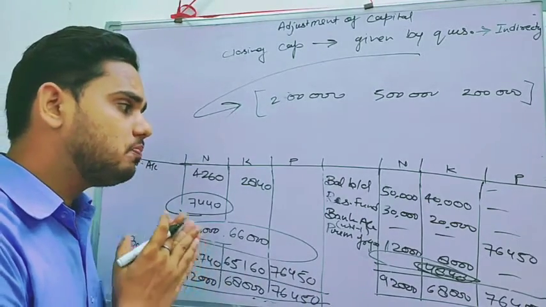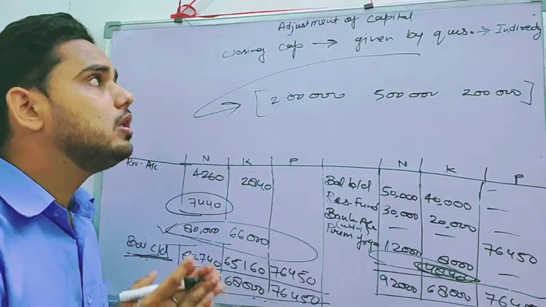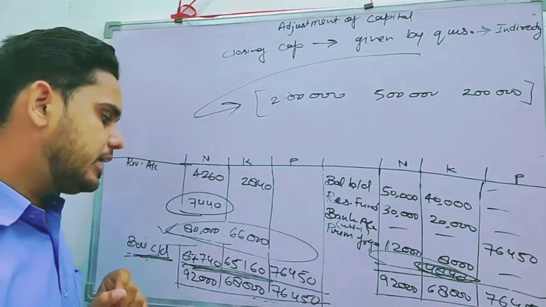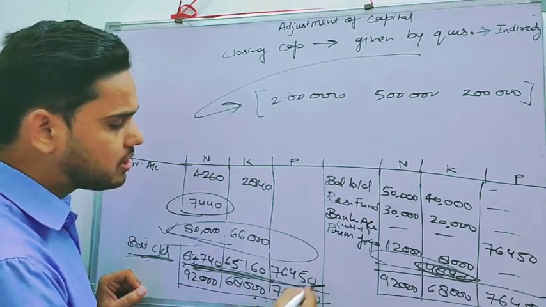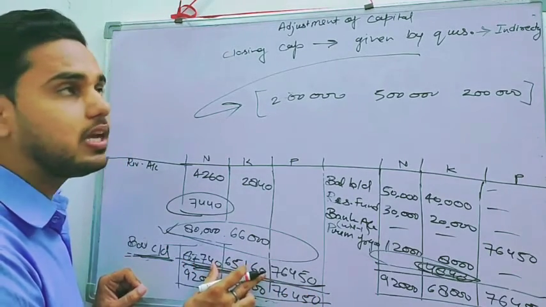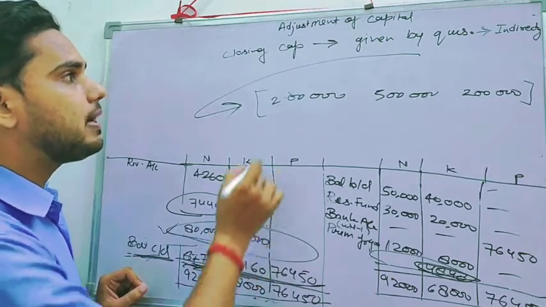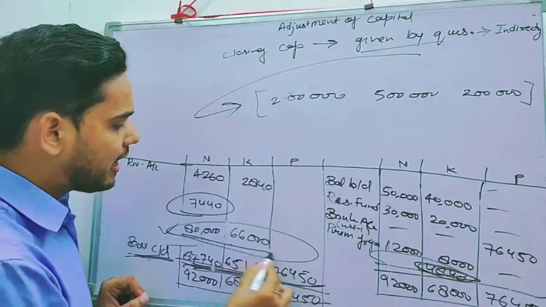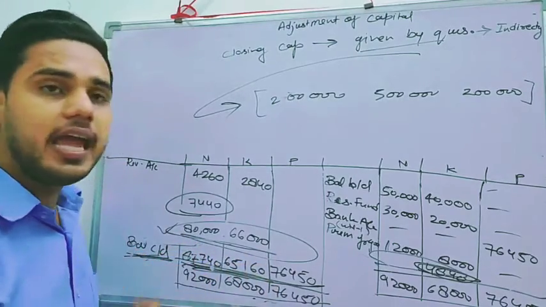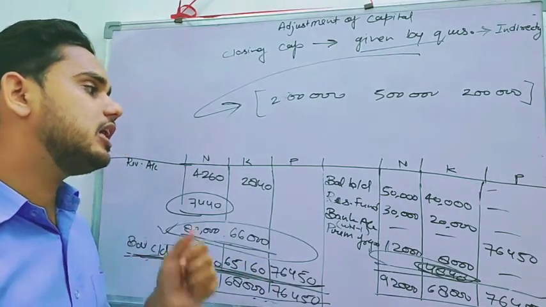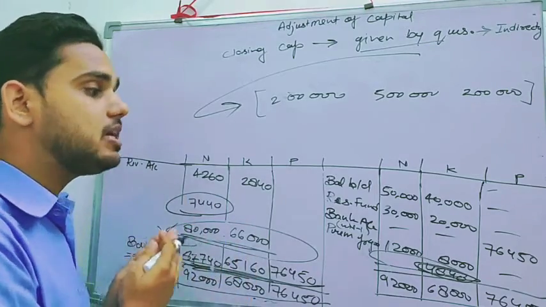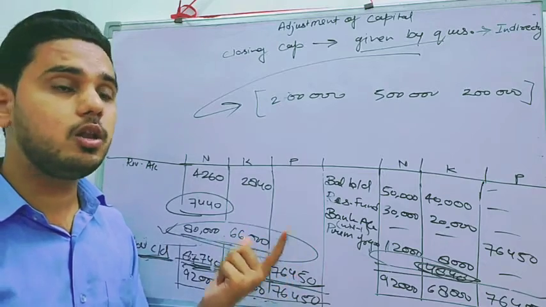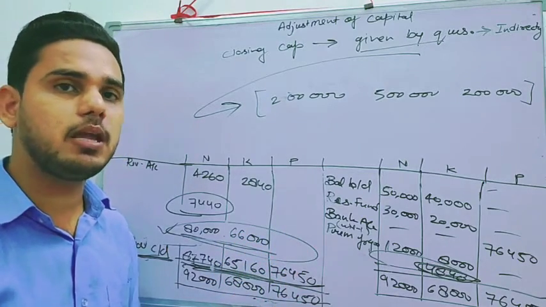So I hope this funda is clear to you, that this is what adjustment of capital means. If we are not writing the closing capital as the balancing figure, and we are writing the closing capital as the values given by the quotient, directly or indirectly, then there will be a difference in the accounts either on the debit side or on the credit side. In that case, our capital account will not get matched and we cannot prepare the balance sheet.